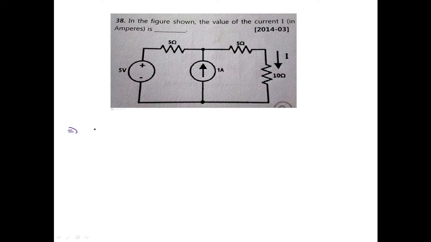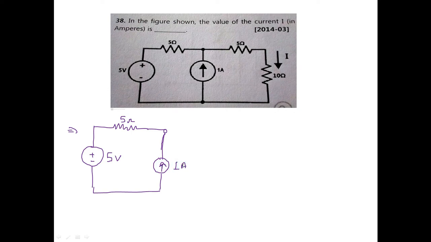Here the figure states that this one is a voltage source, and this voltage source has a voltage of 5 volt, and this 5 volt is connected in series with a 5 ohm resistance. And at a particular point there is 1 ampere current that is coming above. This is 1 ampere.